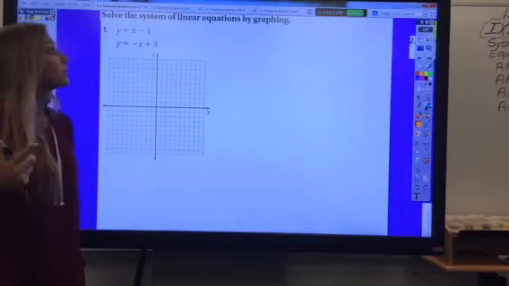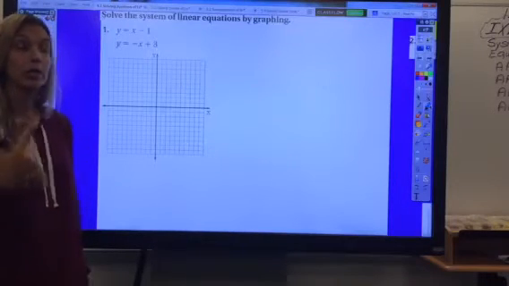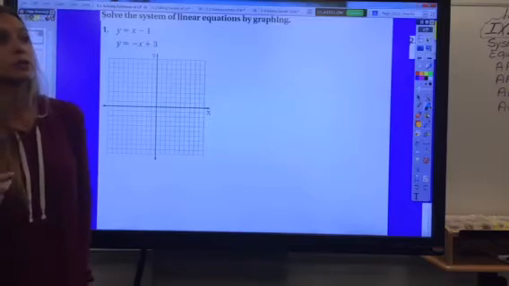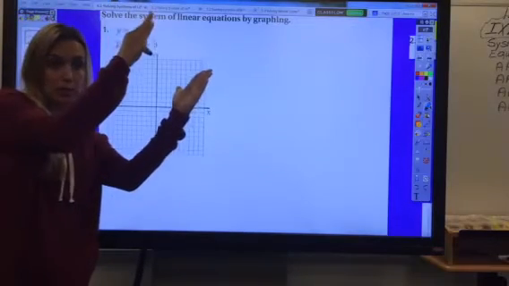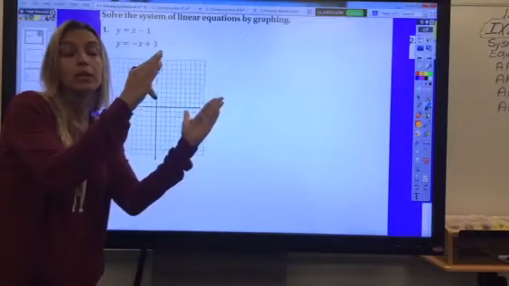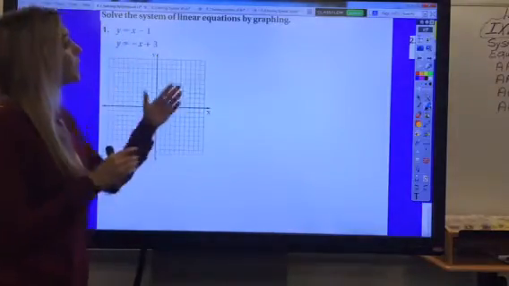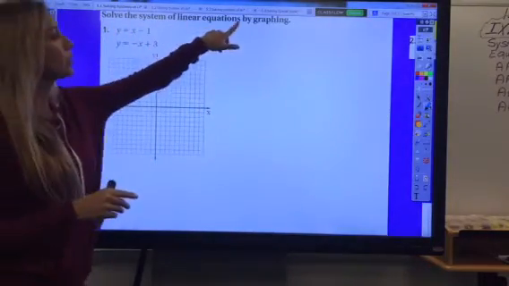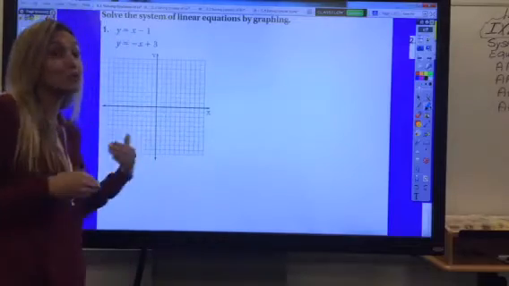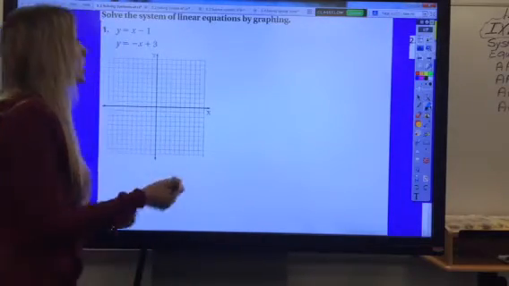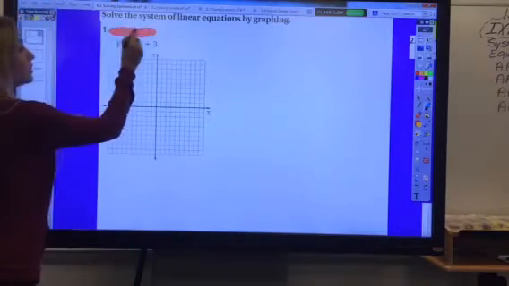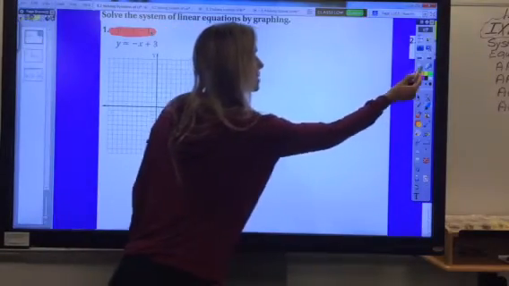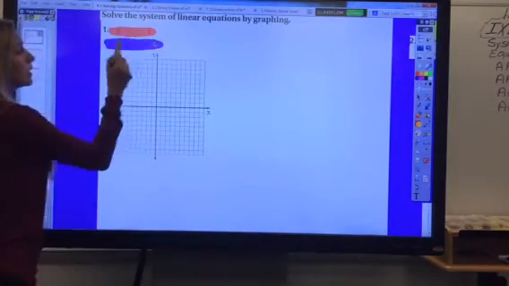Chapter 5 talks about system of linear equations. When I hear the word system of linear equations, that means two straight lines, right? Two or more, but linear lines. That means straight lines. This one says solve the system of linear equations by graphing. So we're going to have to graph those two lines actually. If you look, there's one line in here, and then there's another one right in here.